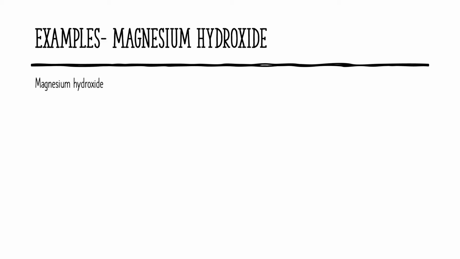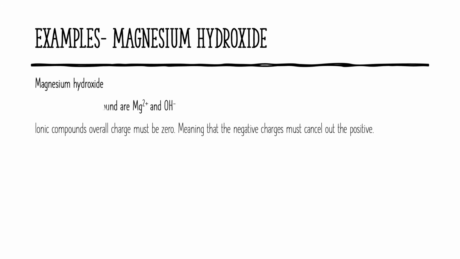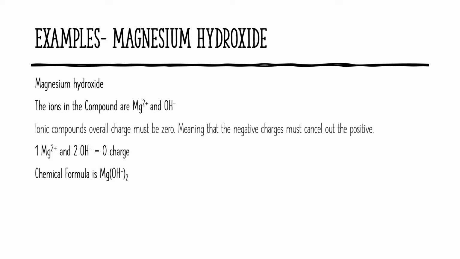Let's do magnesium hydroxide. We must identify the ions, which are Mg2+ and OH-. This is because magnesium is in group 2 and therefore wants to lose 2 electrons, forming a 2+ ion. Now we have to cancel out the charges, and to do so we need 2 OH- to cancel out the 2+ of magnesium. Therefore the chemical formula is Mg(OH)2, with the brackets around the OH to show that there is 2 of that ion.